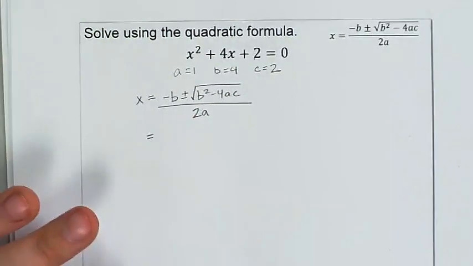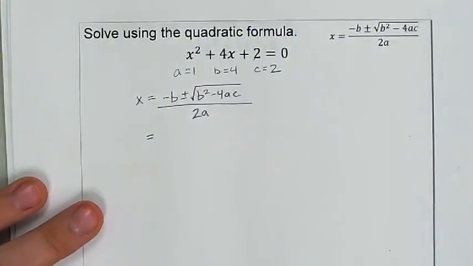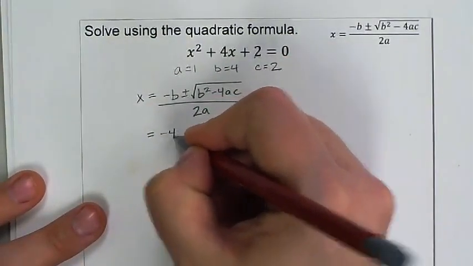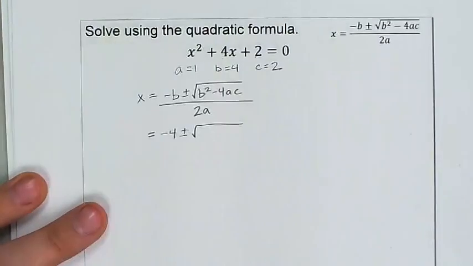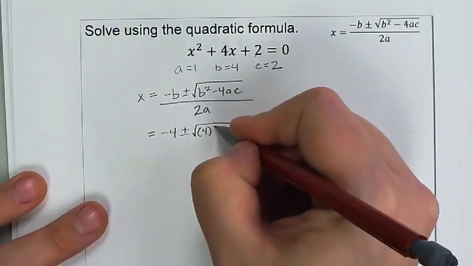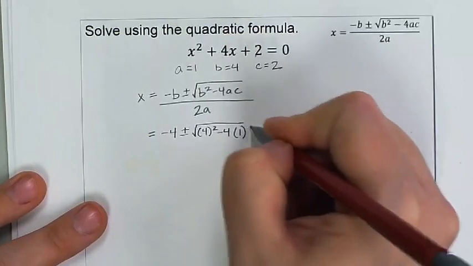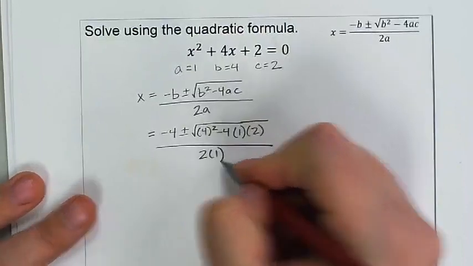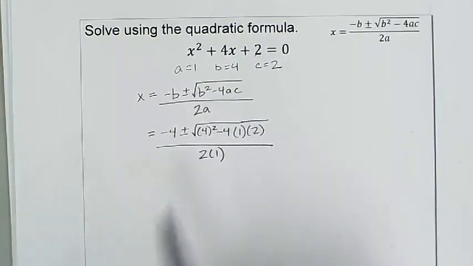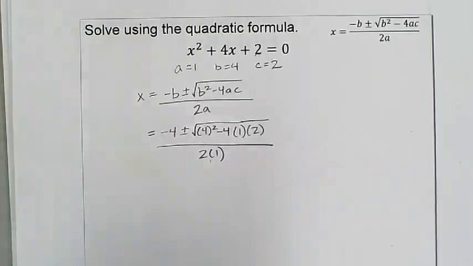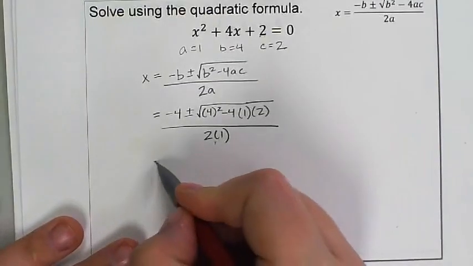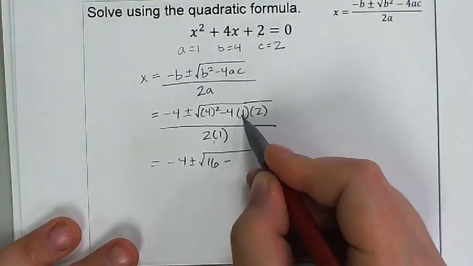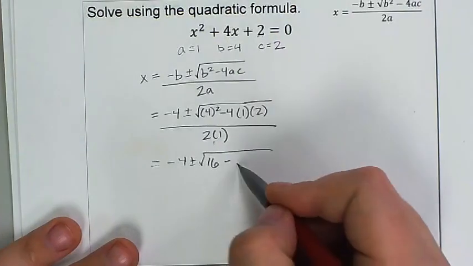Sorry, I'm a little pitchy. All right, so negative b, so that's the opposite sign of b. B is positive, so I'm going to have a negative 4 right there. B squared is 4 squared minus 4 times 1 times 2. And 2 times 1. So I put B where B should go, A where A should go, and C where C should go. And then I simplify inside. 4 times 1 is 4. 4 times 2 is 8.